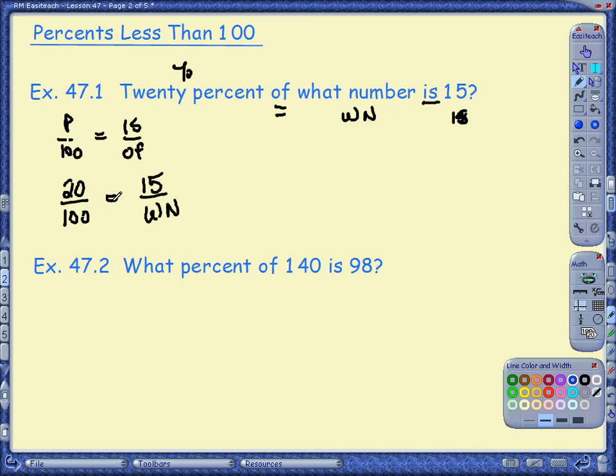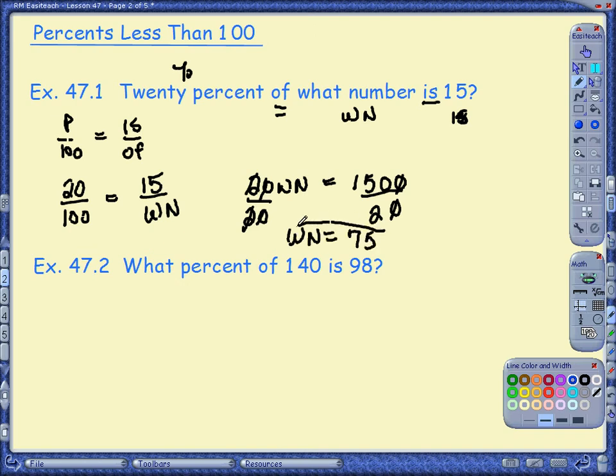We cross multiply. We multiply 20 times Wn, and we multiply 15 times 100. Whenever we multiply by a 100, we just add two zeros to the number. We divide through by 20. We can cancel out the 0, and we can cancel out the 2's here. So we have what number equals 75, and that's our answer. The of number, the missing of number, what we call the base, is 75.